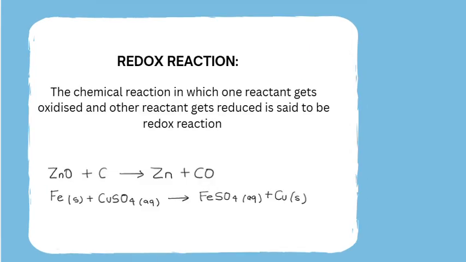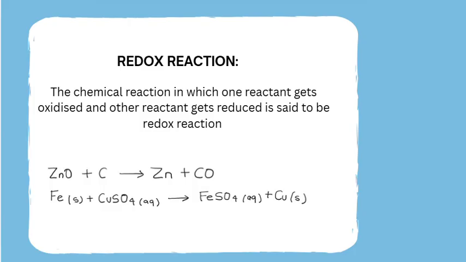What are redox reactions? A chemical reaction in which one reactant gets oxidized and the other gets reduced is known as a redox reaction. In the word redox itself, you have both reduction as well as oxidation.